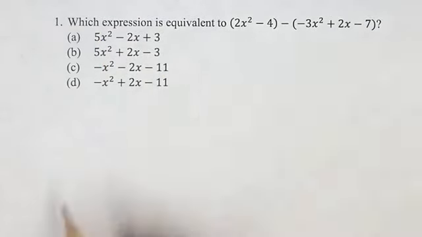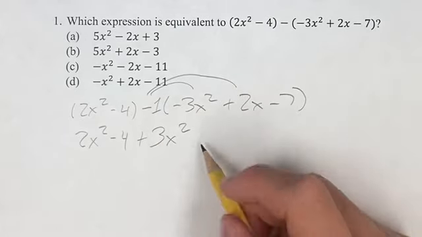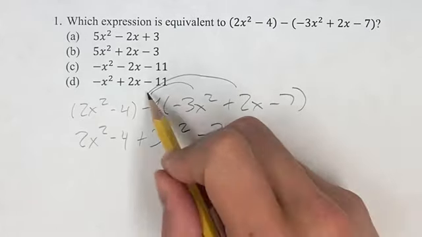So this first parentheses, there's no coefficient out front, so we can just drop it. So you have 2x squared minus 4. And then for these terms, we can distribute this negative. So think of this as negative 1 times negative 3x squared would be positive 1 times 3 is 3x squared. Negative 1 times 2x is minus 2x. And then finally, negative 1 times negative 7 is going to be positive 7.